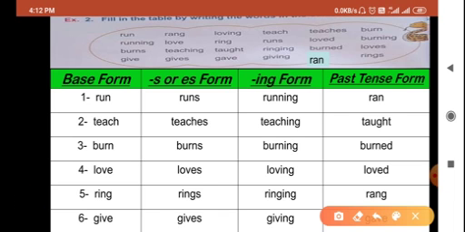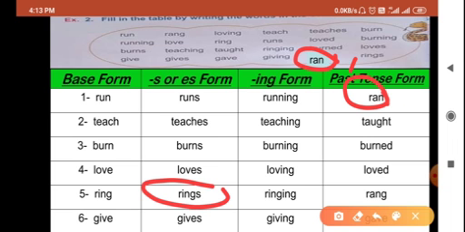Now the next is ran. Students, this word I have edited: ran, R-A-N. Actually, there was a spelling mistake. It is written in your book as R-A-I-N. Make it correct. The past tense form of run is ran. Here I have mentioned it, so do not be confused. I have corrected this in this video. And the last one is rings. Rings is the S or ES form of ring.